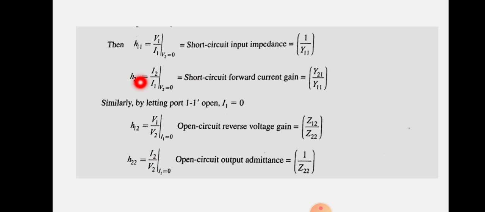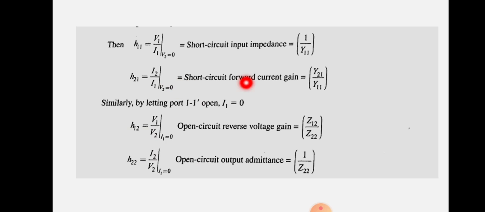Okay. And next, H21 is equal to I2 by I1. So what is this ratio? This is the current ratio. That is, this represents the forward current gain and it is obtained by short circuiting the 2, 2 dash terminals. So we can call it the short circuit forward current gain.